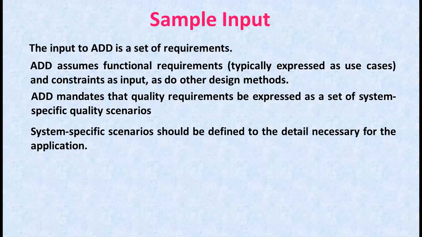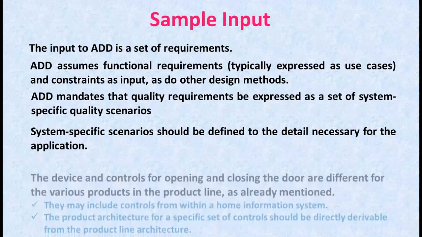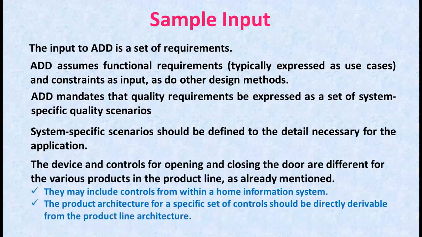In our examples we omit several portions of fully fleshed-out scenarios, since these portions do not contribute to the design process. For our garage door example, the quality scenarios include the following. The devices and controls for opening and closing the door are different for the various products in the product line, as already mentioned, and they may include controls from within a home information system. The product architecture for a specific set of controls should be directly derivable from the product line architecture.